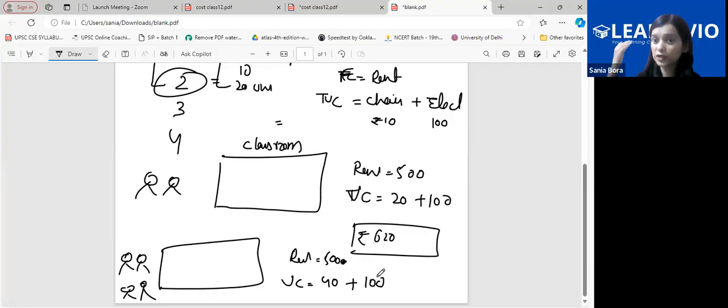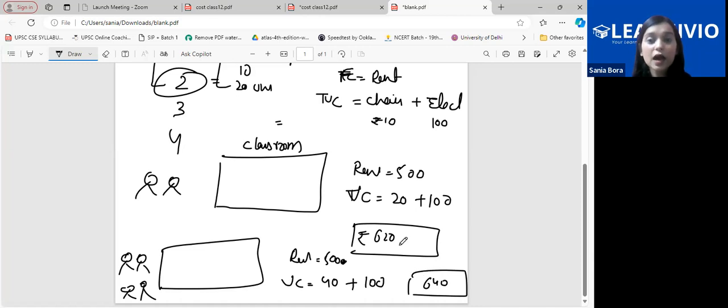In a room, if 2 students are sitting or 4 students, I will only use 2 fans and 2 lights, right? So now how much you have to pay? 640 rupees. Getting my point? Yes. Of course it is changing, but that doesn't mean that it is changing by much. Got it?